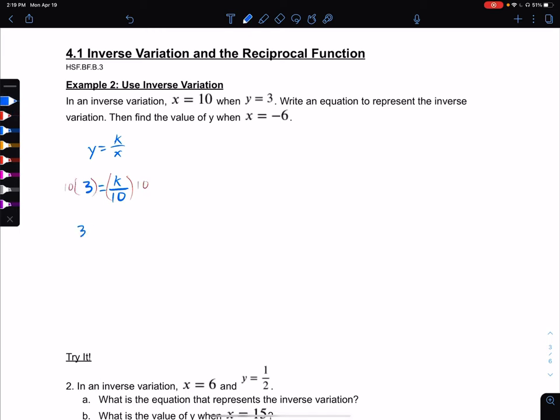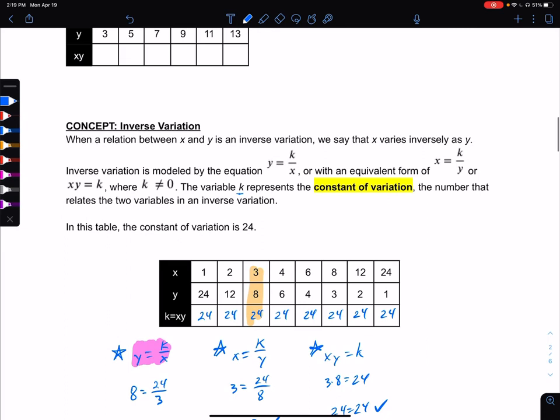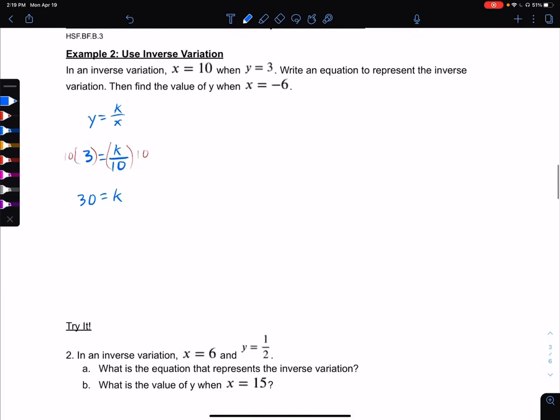And then we wind up with 30 is equal to k. So if we go back up to our previous note, that's our constant of variation, this highlighted term here. So k is going to be equal to 30.